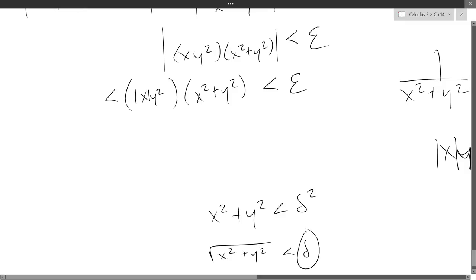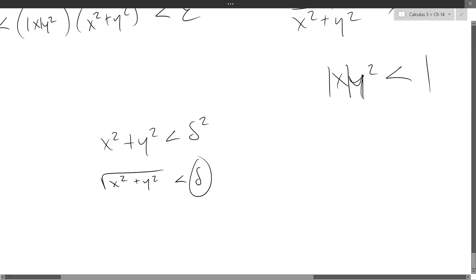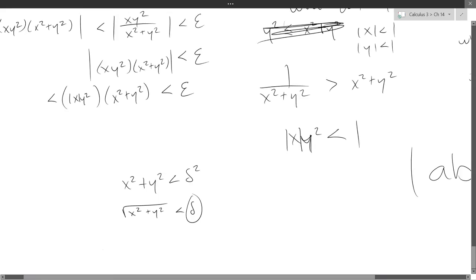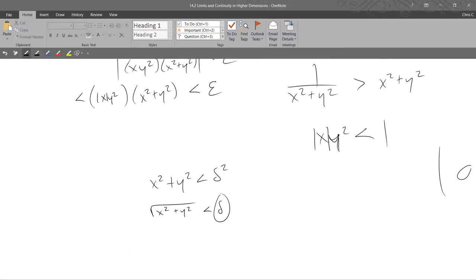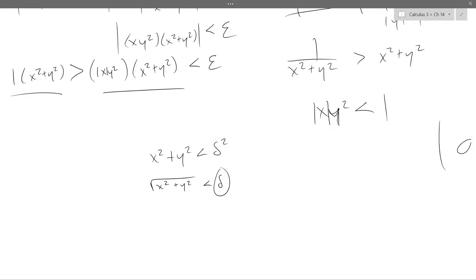And now I'm going to replace the absolute value of x y squared with 1. Wait, that's not good. If I replace this by 1, which of these two quantities is bigger? The one with the one. So my inequality sign goes that way. That's bad. I want it to be going the other direction. So we need to get a little smarter about this.